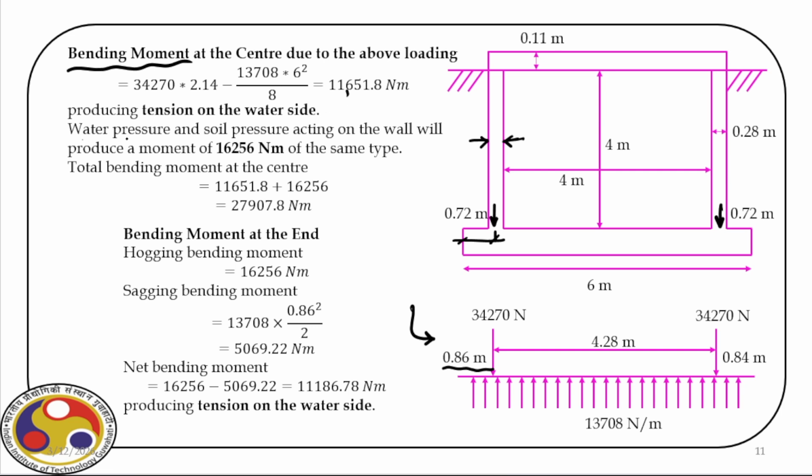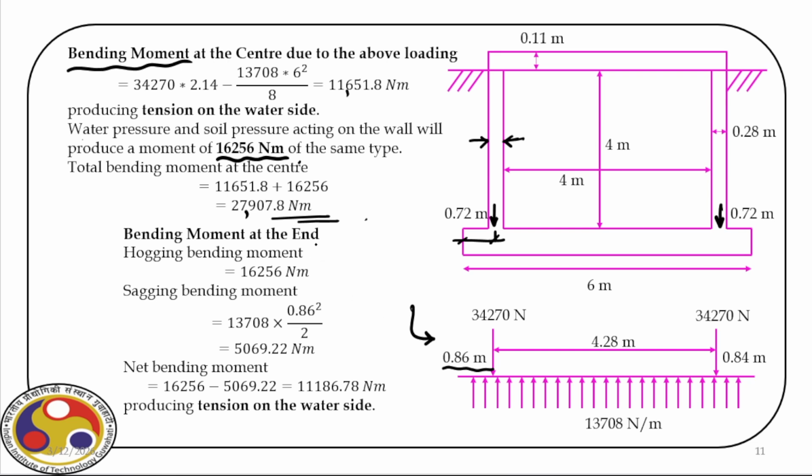Now let us consider water pressure and soil pressure acting on the wall that will produce a moment of this that we have already evaluated. So the total bending moment at the center will be the summation of these two. So it is 27,907.8 Newton meter.